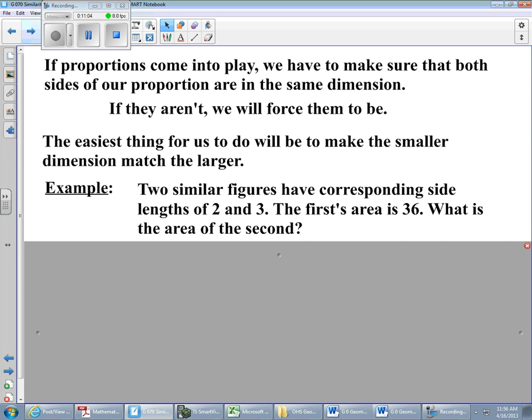So here was an example, and these are examples that we went over back in December. So again, if you have your notes, that's fine. If I'm going too fast, you can always watch this on Edmodo later. Okay, two similar figures have corresponding side lengths of 2 to 3. The first one's area is 36. What is the area of the second?